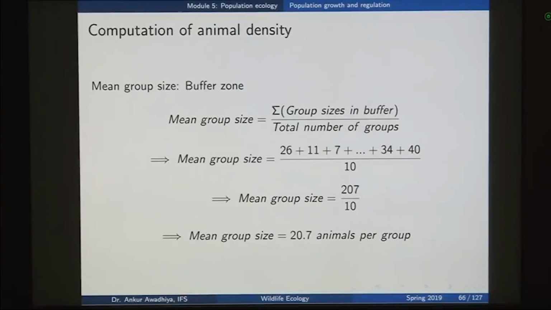And similarly, you can repeat this process for the buffer area. In the buffer area, the number of animals per group is 20.7. So, one thing that we can see here is that the number of animals per group in the buffer area is less than the number of animals per group in the core area. Now, why could we have such a difference? We can then correlate this to the ecological parameters that are found in these two areas.